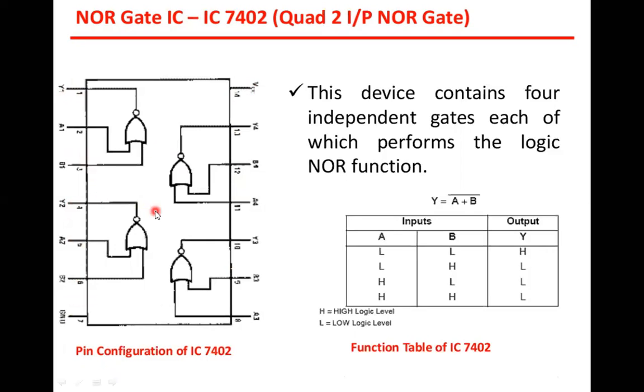If you see the truth table, this will be A plus B whole bar. Inputs A and B are low low, low high, high low, high high. Only when both the inputs are low, the output is high. Otherwise, for all the rest of the possible combinations, the output is low. So this is called the IC 7402.